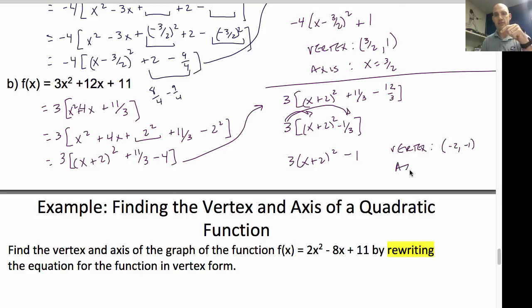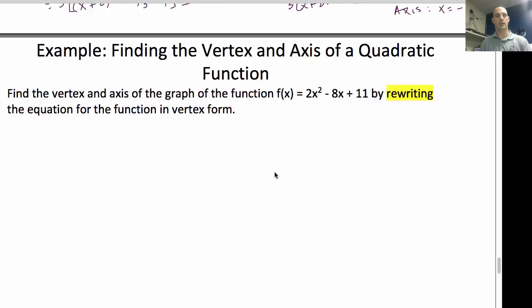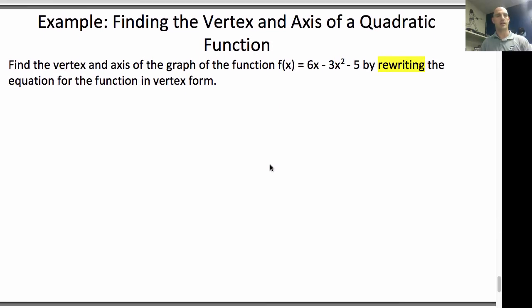And my axis is at x equals negative 2. Okay? So putting that in vertex form helps me find the vertex and find the axis. I had to do a little bit of that work there to get it done. Here's another way to do it.